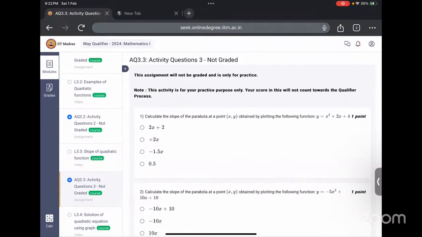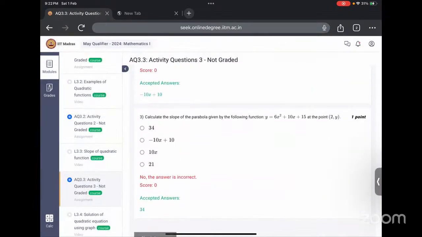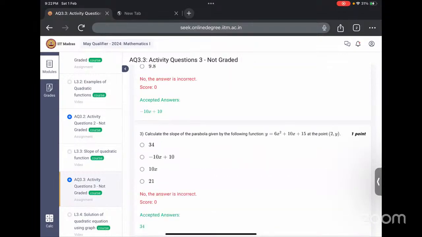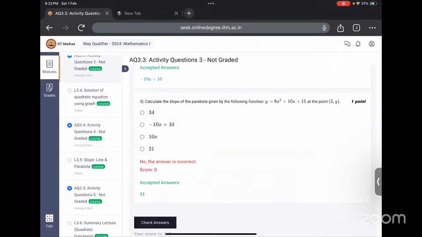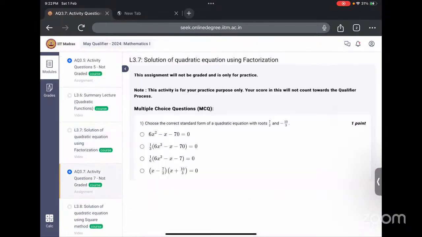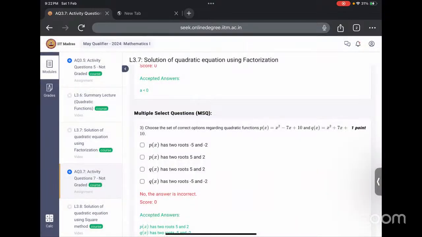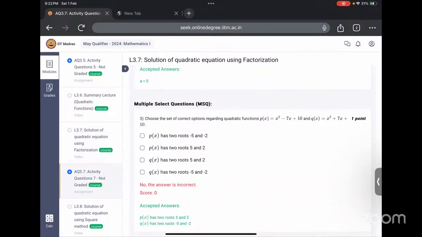Which one? 3 and 4. Activity 3.7. This one. Choose the set of correct options regarding quadratic functions. So you have two quadratic functions, P and Q, and you have to calculate the roots of P and Q.